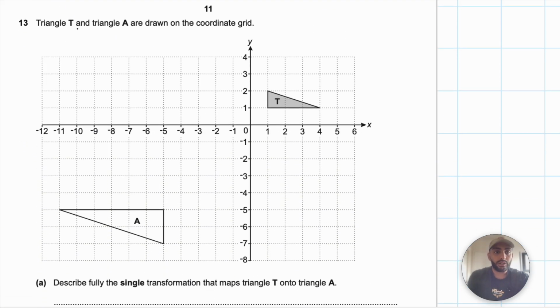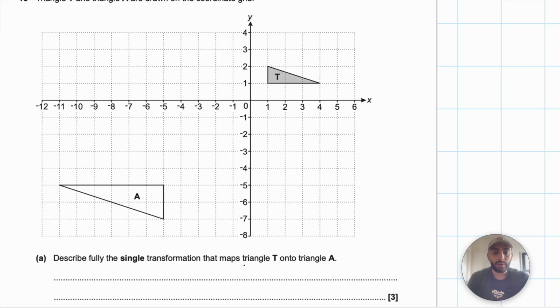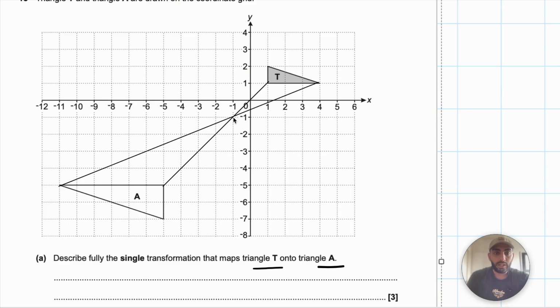Question 13. Triangle T and triangle A are drawn on the coordinate grid. Describe fully the single transformation that maps T onto A. So we're going from T to A. I can see it's an enlargement because one is bigger than the other. Let's draw some lines from common points. So this bottom corner is matching up with that bottom corner, so I'm going to join those two up. Then I'm going to do the same again. I can see this top one matches up with that top one, and hopefully if I do the last one, it should join up there. Combining those, they both have a common point of intersection. This is my center of enlargement.